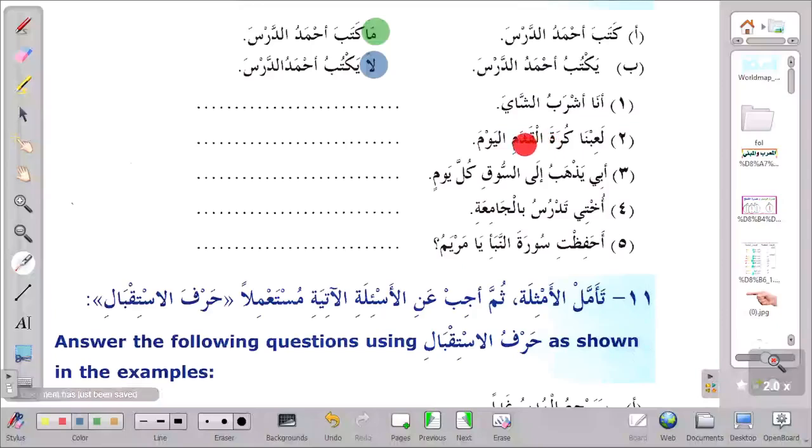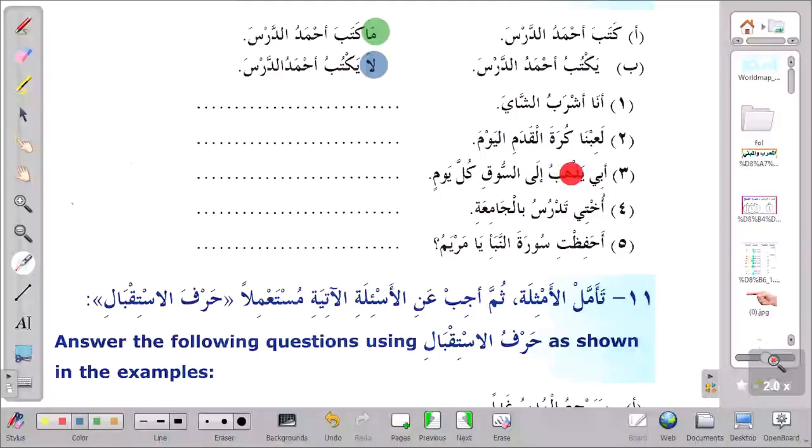كرة القدم اليوم. أبي يذهب إلى السوق كل يوم. My father goes to the market every day. So this yazhabu is what? Is it a present tense verb or a past tense verb? It's a fi'l mudari, present tense verb, right? Okay, yazhabu.